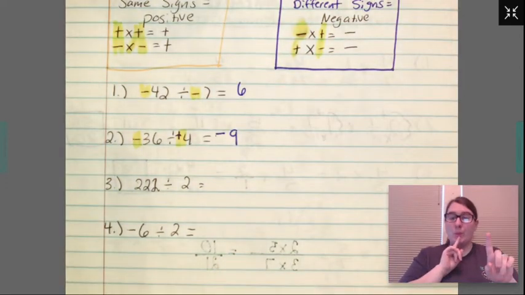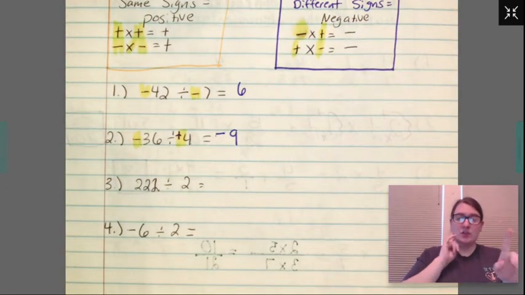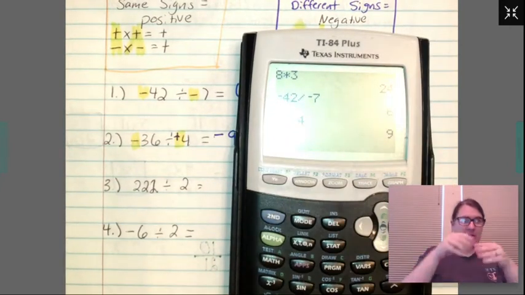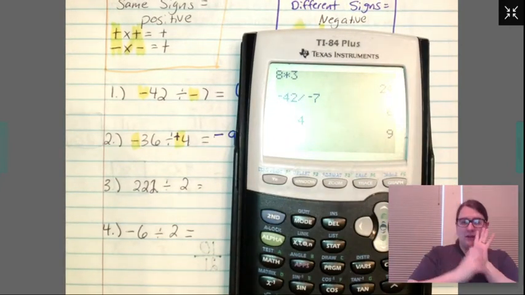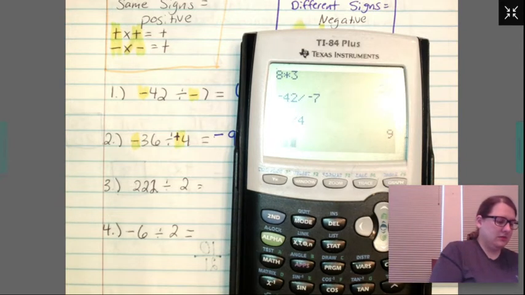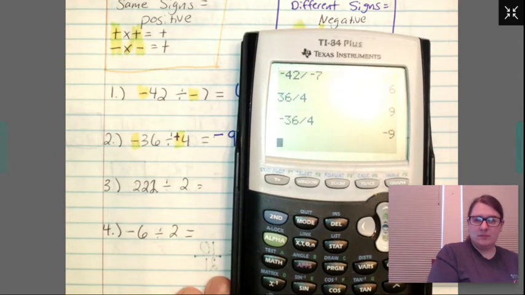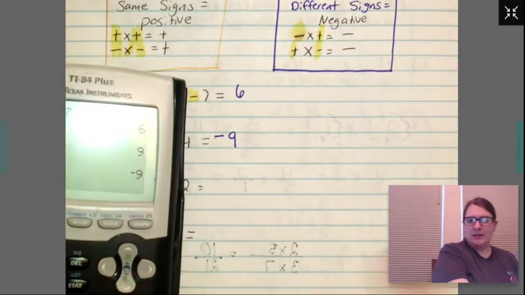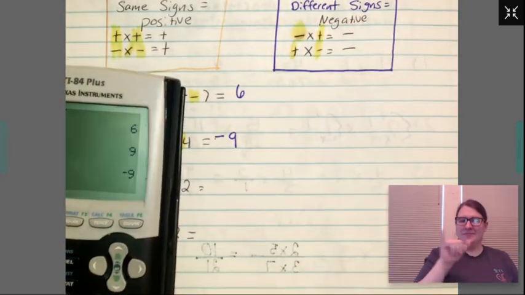Okay, to prove my answer is correct, let's try putting it into our graphing calculator. Okay, same, negative 9.